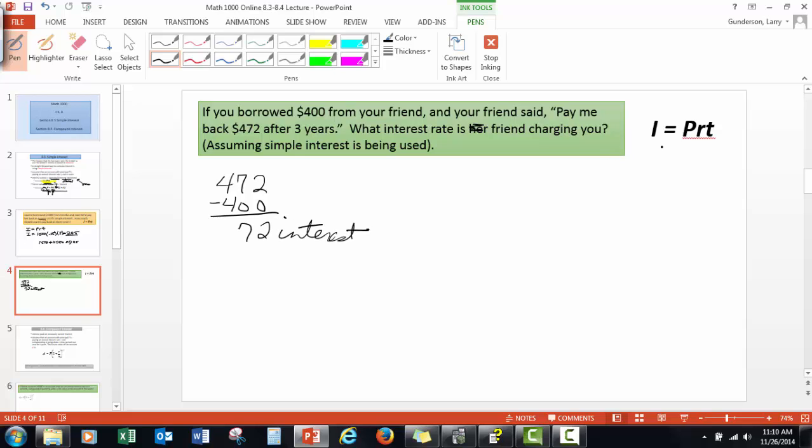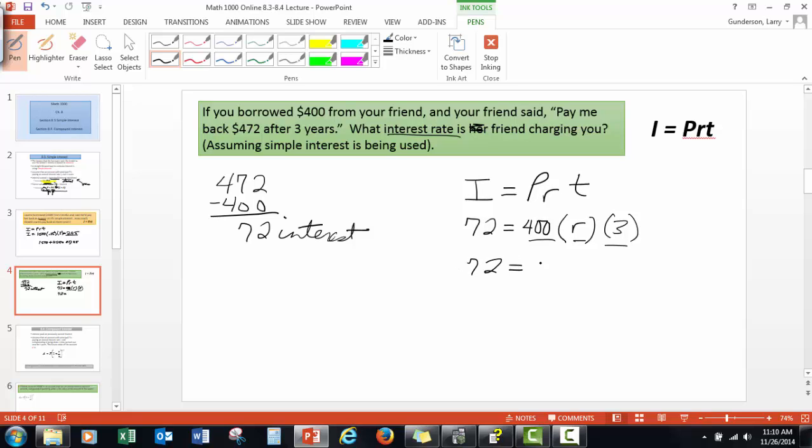So we simply use this formula, I equals PRT, and interest was $72. The principal, in other words the amount borrowed, is $400. The rate is what we're looking for. The question is, what interest rate is the friend charging you? And then the time was 3 years once again. I bet you guys agree that 400 times R times 3 is the same as 400 times 3 times R. So we can simply take that 400 times 3 to get 1200, and we still have R.